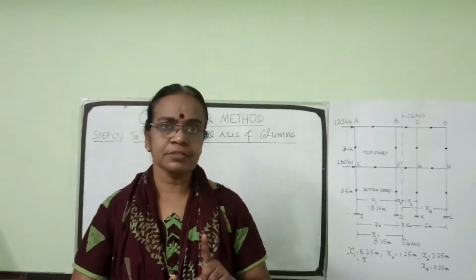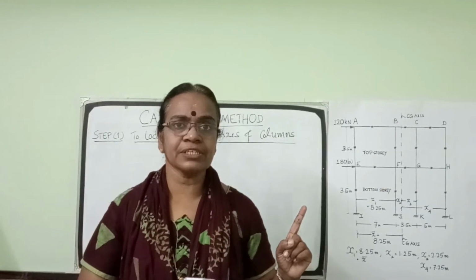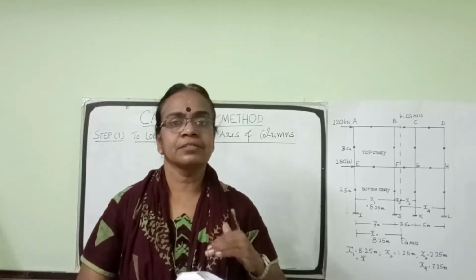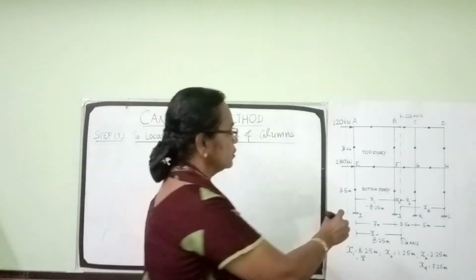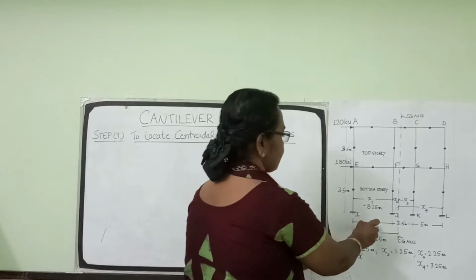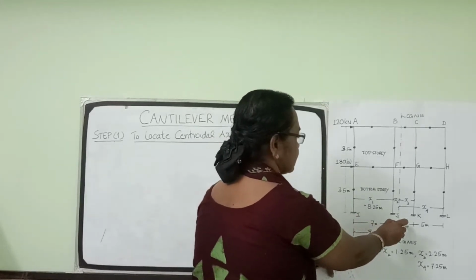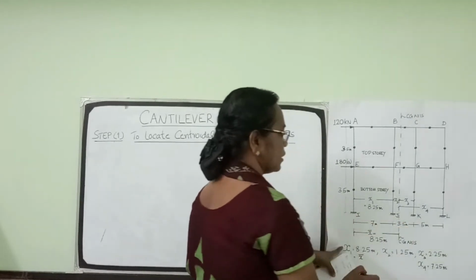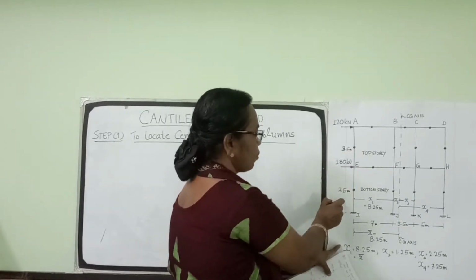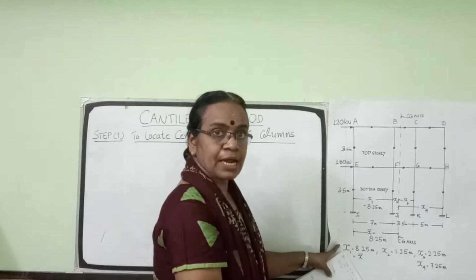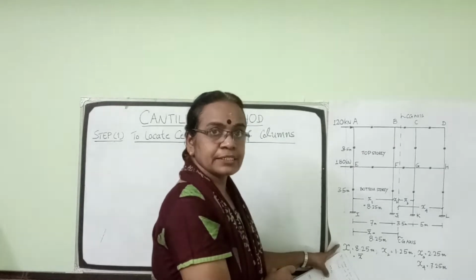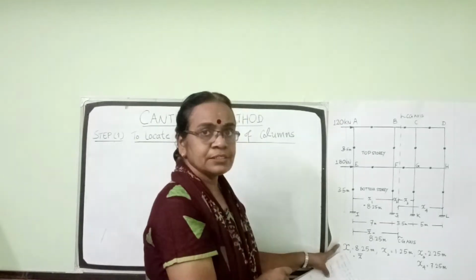The first assumption is the point of contraflexure of all the members is at the midpoint. So accordingly, this is the frame which I am going to analyze. A frame of 7 meter first span, 3.5 meter second span, and 5 meter third span. And the height of the stories, top story 3.5 and bottom story also 3.5 meter height. Two loads, 120 kilonewton and 180 kilonewton, are acting at the nodal points A and E.